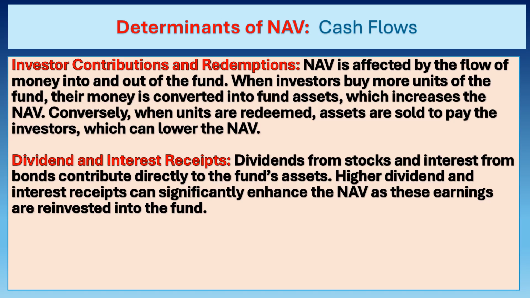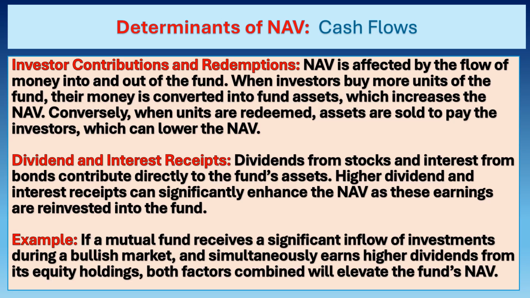Dividend and interest receipts. Dividends from stocks and interest from bonds contribute directly to the fund's assets. Higher dividend and interest receipts can significantly enhance the NAV as these earnings are reinvested into the fund. For example, if a mutual fund receives a significant inflow of investments during a bullish market and simultaneously earns higher dividends from its equity holdings, both factors combined will elevate the fund's NAV.